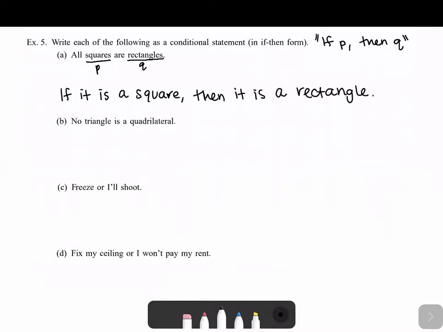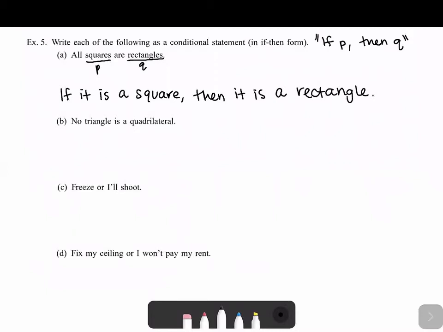This is the same for anything; you can replace squares and rectangles with all chickens are birds, all chocolate is sweet, all flowers smell, anything like that. All of these can always be written in this conditional form: if it is this, then it is this. Because all squares are rectangles, if it's a square, then it's a rectangle.